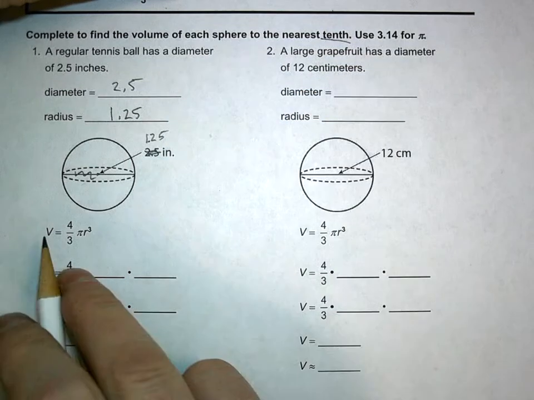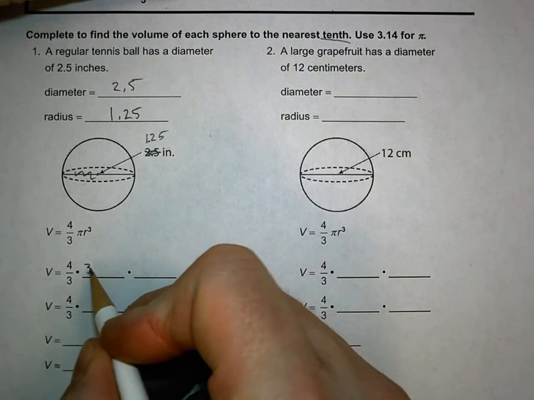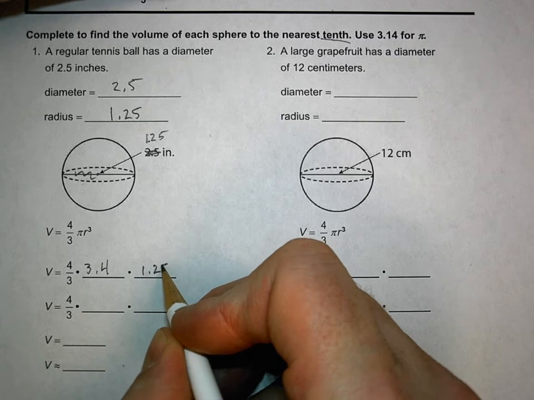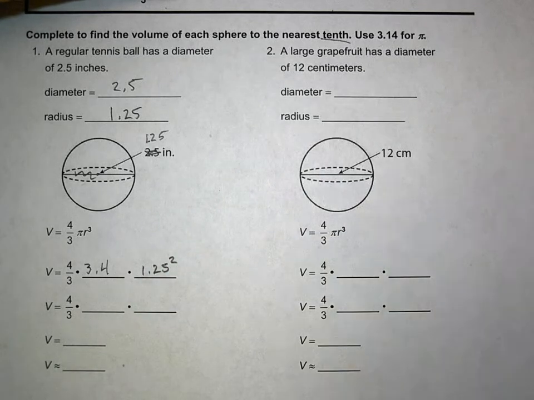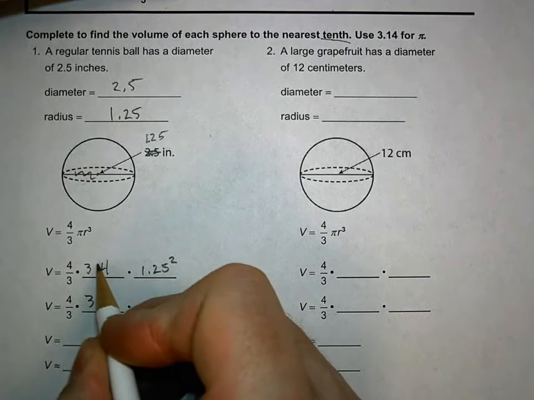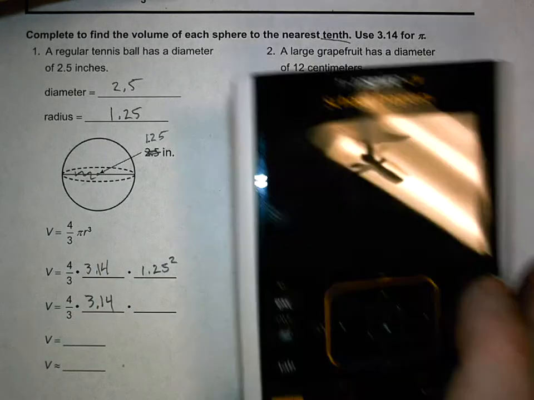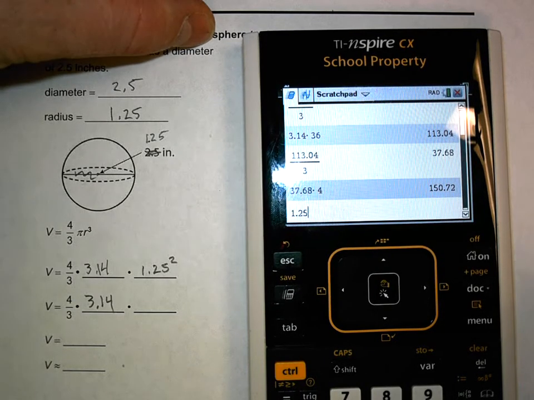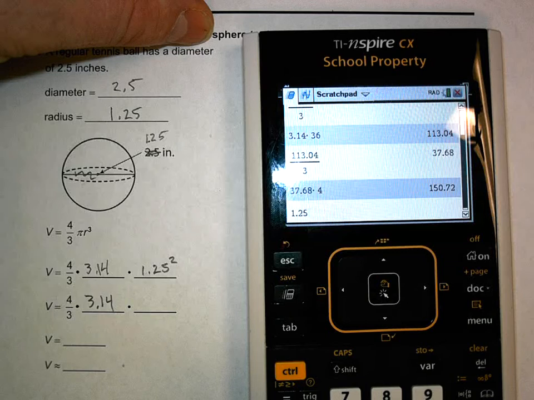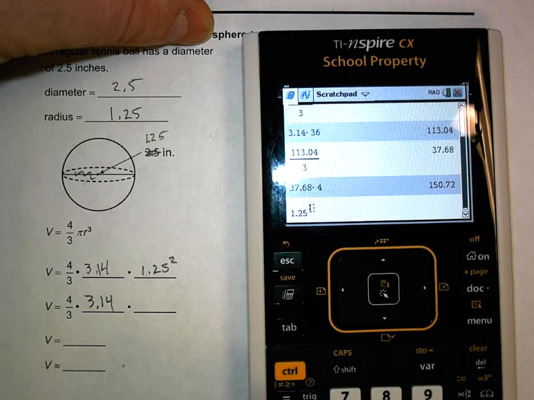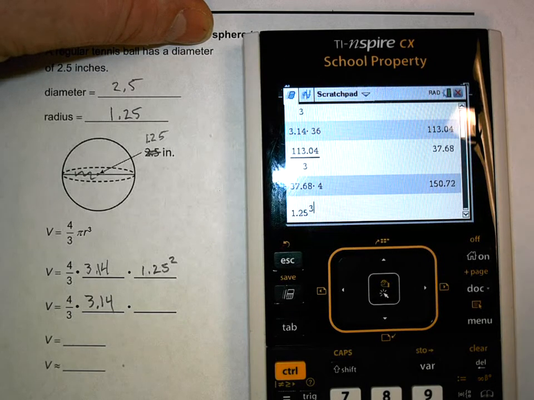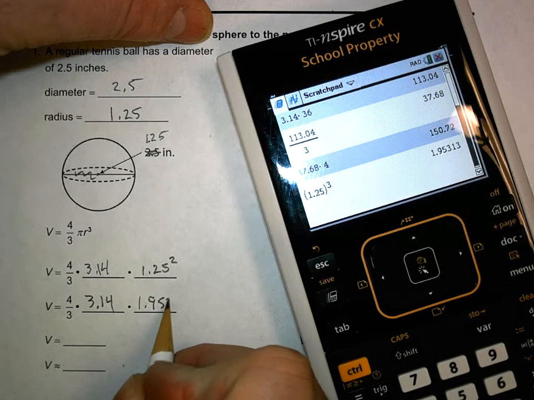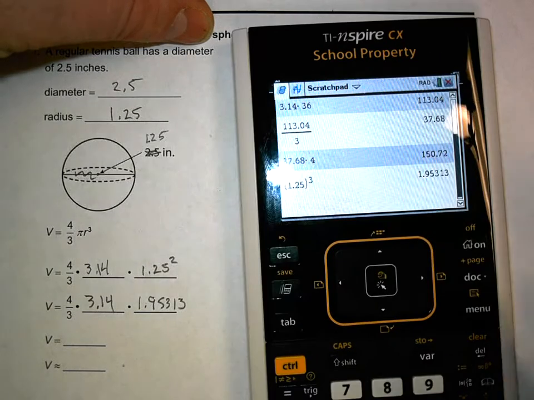So it's 4/3 times pi, which is 3.14, times radius cubed, which is 1.25 cubed. I'm not doing this in my head, it's not even going to happen. So 1.25, that little up caret next to the x squared, cubed. So that gets me 1.95313. I know I'm going to do tenths, but I don't have to round yet.